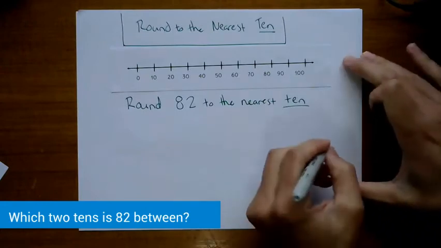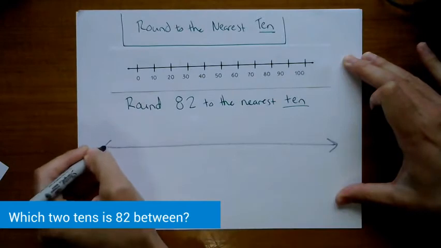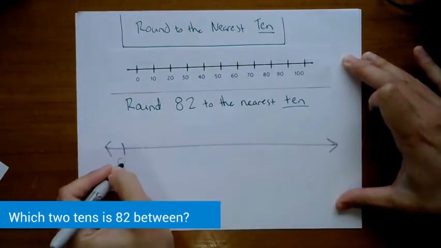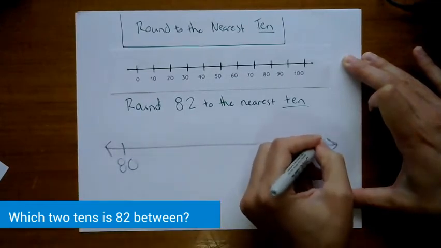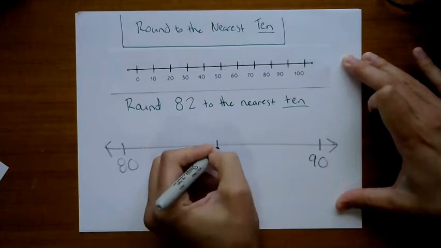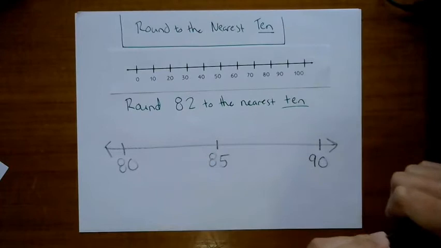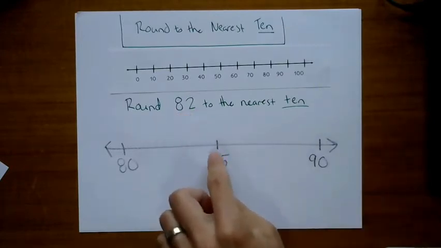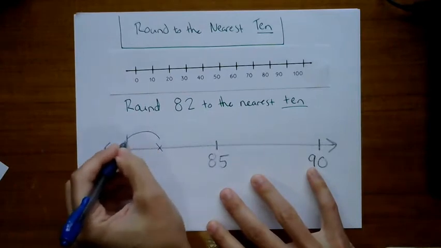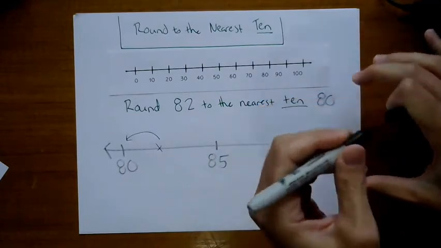So this is what you would do on your paper or whiteboard. Just draw a line and put an arrow at each end. And then it's between 80 and 90. So you write 80 on this far side, and then 90 on the right here. And then right in between, what comes right between 80 and 90? 85. Now you know that 82 must be less than 85. It would go about right here on the number line. So it would round to 80 if you're rounding to the nearest 10.